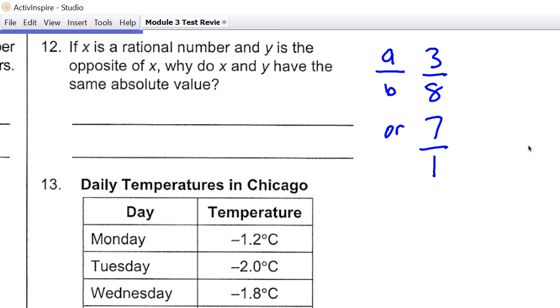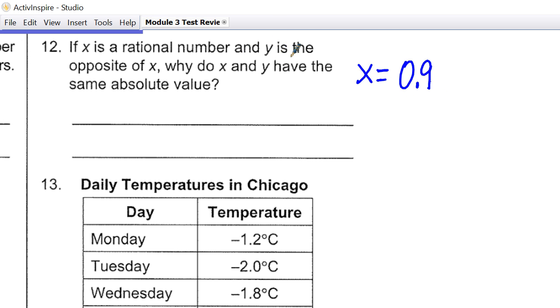Regardless, it's a good idea to assign a value here. It says if x is a rational number. Let's just pick a rational number and make x be that number. Let's make x be 0.9. Now read carefully. It says, and y is the opposite of x. Well, if x is 0.9, what does y have to be? Well, opposite, by definition, is a number that's the same distance from 0 on a number line. The only number that's the same distance from 0 as 0.9 is negative 0.9. In other words, it's all the same digits, but with the opposite sign.